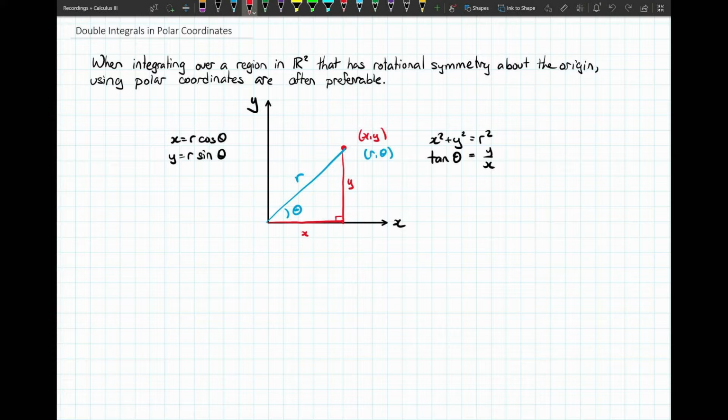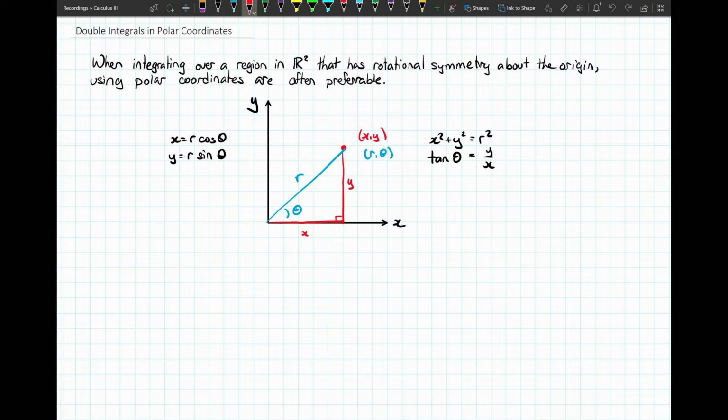And you can see that x is the bottom leg of this triangle, x equals r times cosine theta. y is the vertical leg of this triangle, y equals r sine theta. And by the Pythagorean identity, x squared plus y squared has to equal r squared, and by a simple trigonometric function, tangent of theta has to equal y over x. These are all the basis of being able to switch between the two coordinate systems. Now, let's see how that might affect our double integrals.